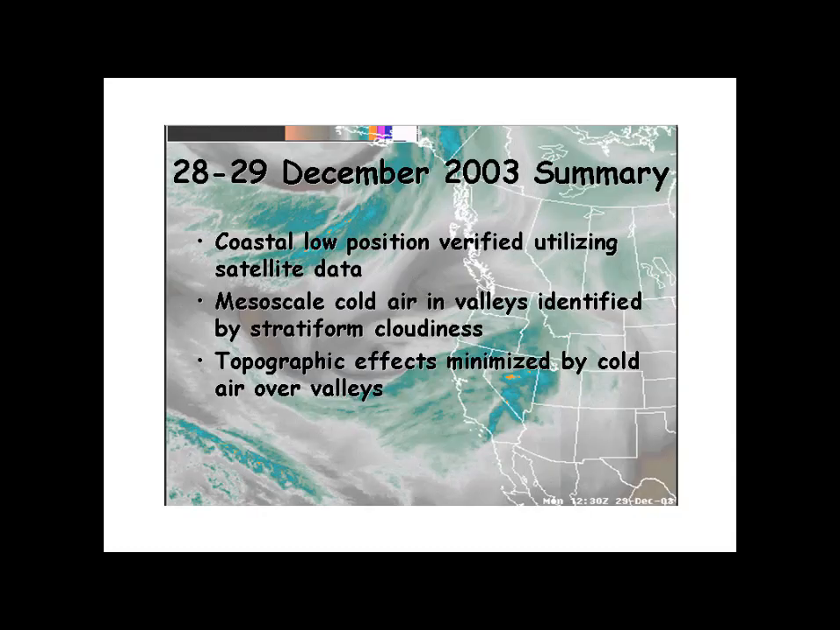In summary, we want to pay particular attention to the position of the coastal low on satellite, and that with the models, so that you can use them to verify the position. Also take into account the mesoscale cold air that was trapped in the valleys, and the tool that we used by speeding up the loop and rocking it back and forth in there to see these multiple cloud decks and identify the area of stratiform cloudiness. We also want to pay particular attention to the topographic effects that were minimized by the cold air that hung around the valleys and minimized the downsloping.